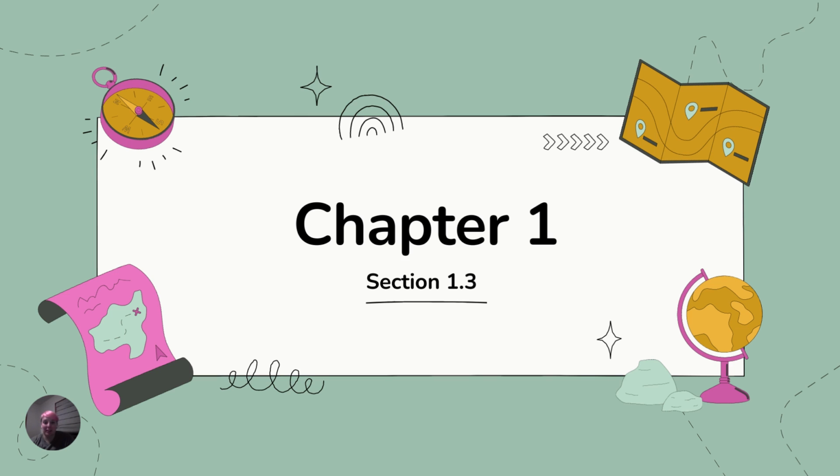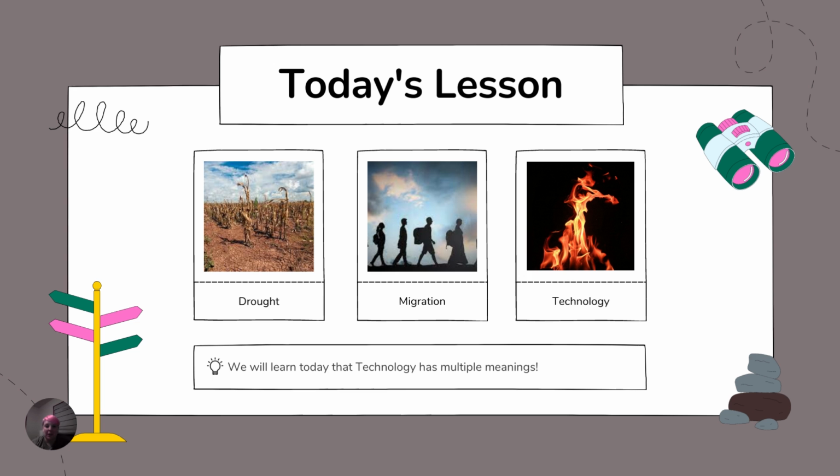All right, hello everybody. Today we are looking at chapter 1, section 1.3. This chapter is going to talk all about how Homo sapiens began to move to different parts of the world. All right, so we have three main ideas that we're going to talk about through today's lesson. Those are drought, migration, and technology. And spoiler alert, we're going to learn that technology actually has multiple meanings to it.